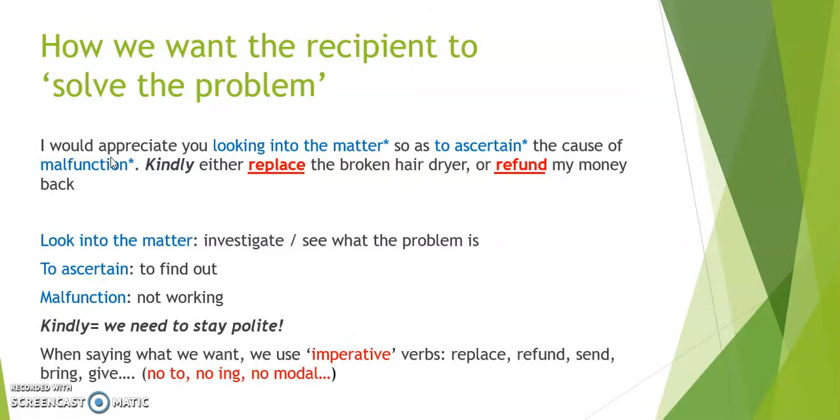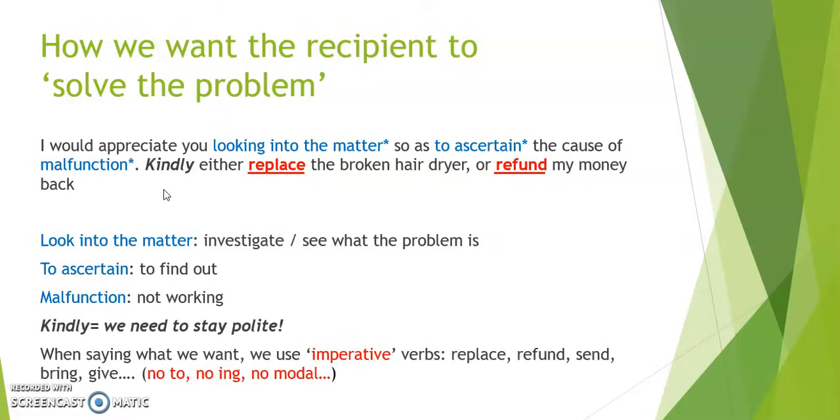I start off again very politely. I would appreciate, instead of saying please, I say I would appreciate you looking into the matter. To look into the matter means please to investigate, see what the problem is. So as to ascertain, so as means because. So as to ascertain the cause. To ascertain means to find out. Why? To find out the cause of malfunction, the cause of it not working. What's the cause of the problem? The malfunction. It's not working.